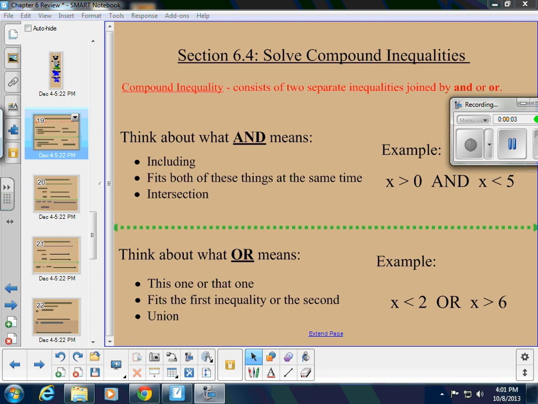Today's lesson is on section 6.4, solving compound inequalities. We've been working with inequalities here recently, and now we're going to work on compound inequalities. There's a definition up there. If you're taking notes along with me, I'd like you to jot that down.